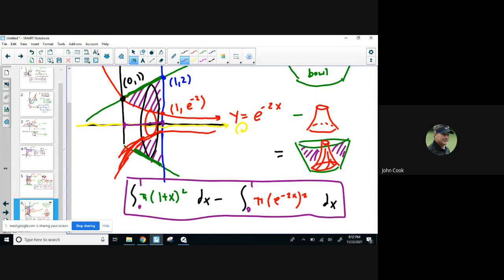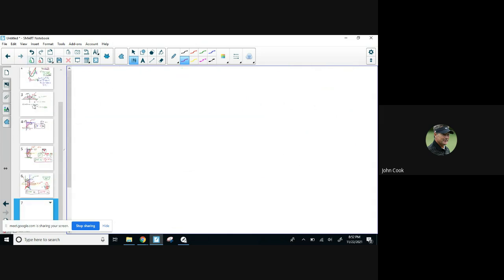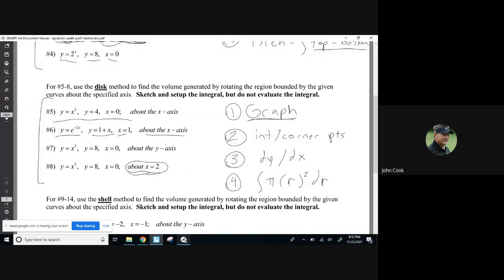Now let's take a look at the fourth one. Maybe this is going to be another washer. I don't know. Let's see if it's 3 for 3. x to the third, y equals 8, and x equals 0. Oh, and this is around the line x equals 2. Ooh, so it's a little bit more complicated. Let's see how this looks.